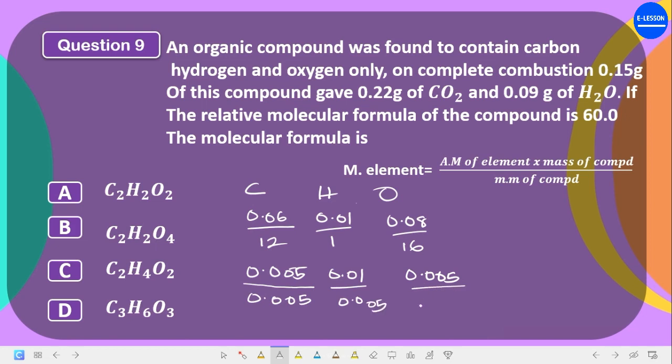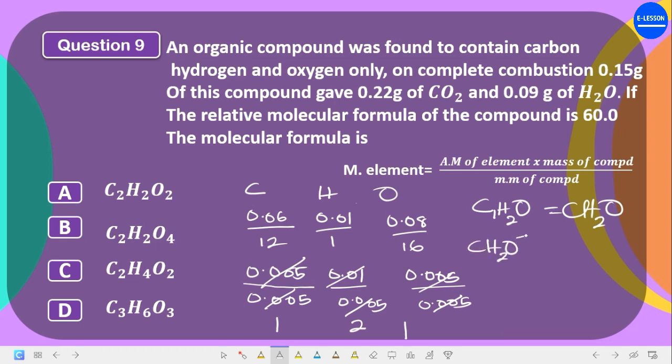This is not new to you on empirical formula. So this divided by this is going to give us 1, this one gives us 2, and this one gives us 1. So the empirical formula is C1 H2 O, which is CH2O. Now, for you to get the molecular formula, what do you do? You say CH2O, which is the empirical formula, bracket N is equal to the molecular mass.